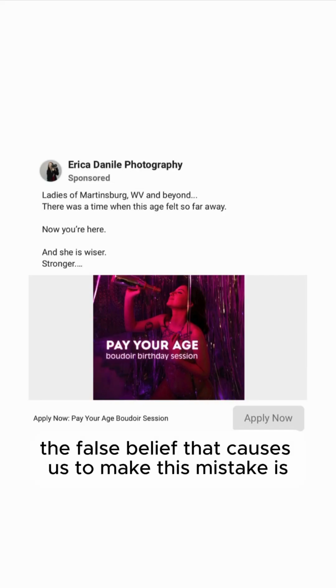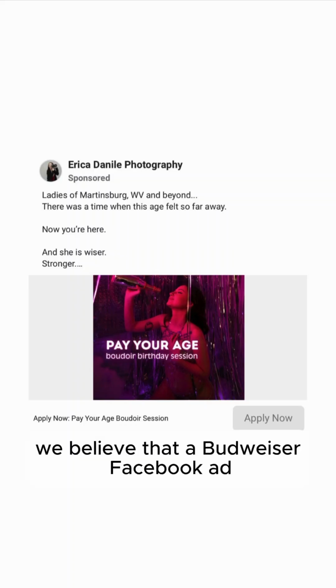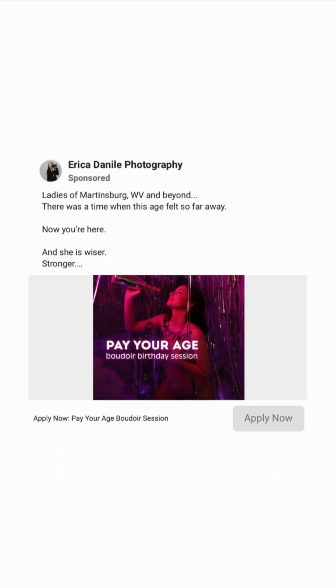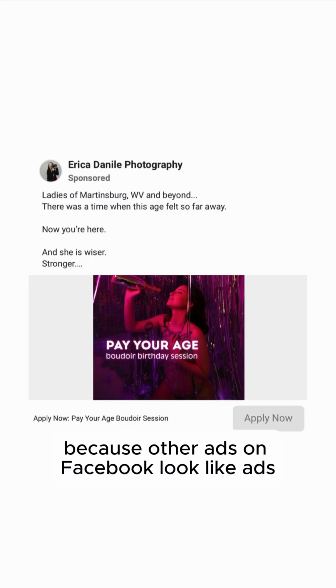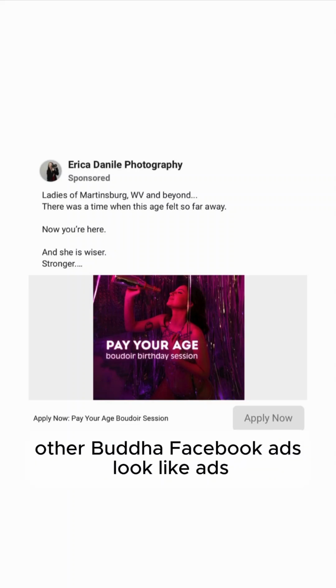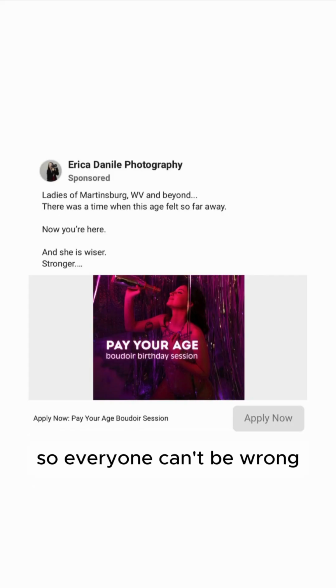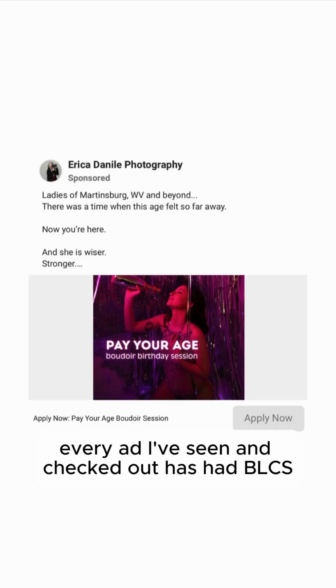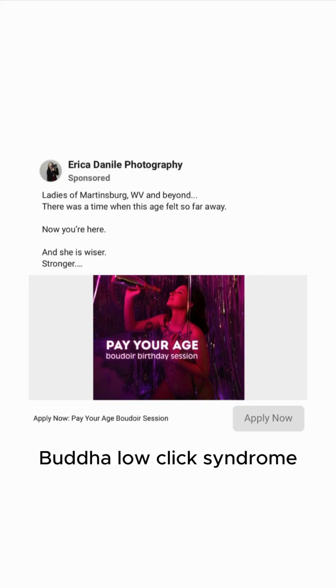So the false belief that causes us to make this mistake is we believe that a Boudoir Facebook ad should look like an ad because other ads on Facebook look like ads, other Boudoir Facebook ads look like ads. So everyone can't be wrong, can they? Well, every ad I've seen and checked out has had BLCS, Boudoir low click syndrome.